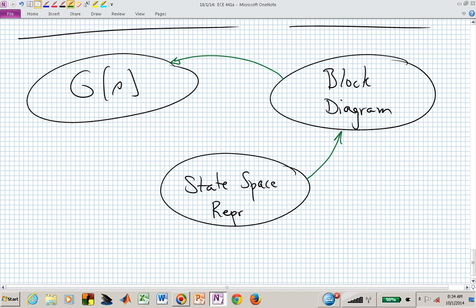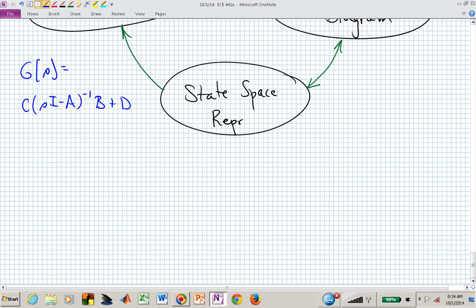We went the more interesting way. We went from block diagram to state space via G of S. So we went this way. What we want to do now is talk about going from state space to G of S. We've already introduced this expression for the transfer function in terms of the system matrices. We know it's that. We've derived that a little bit, but let's now look at that in a little bit more depth, and we'll do that by starting at the very basic level.